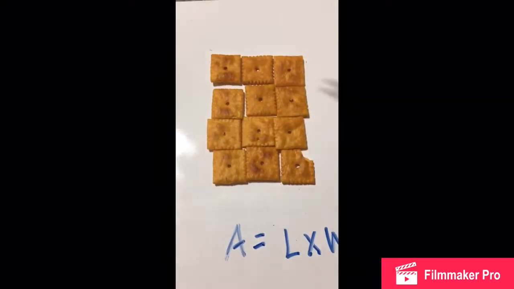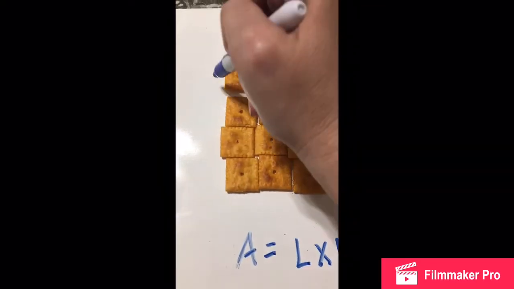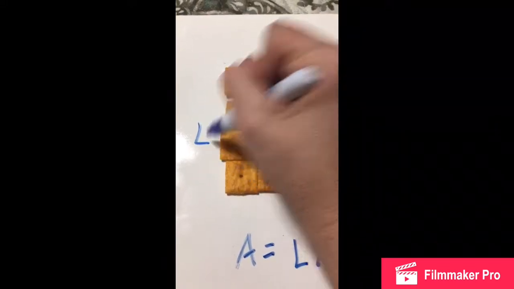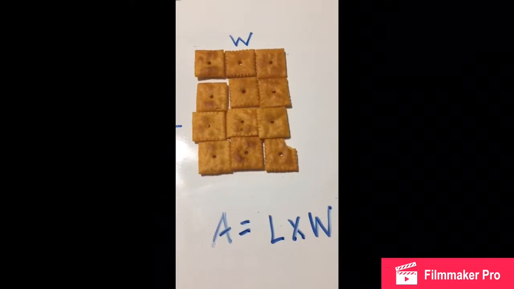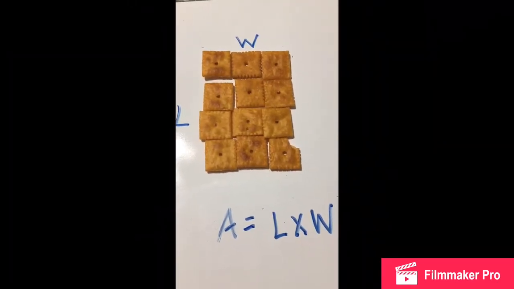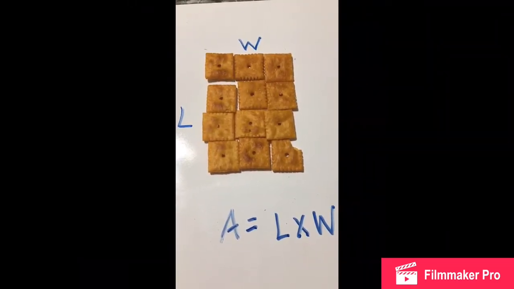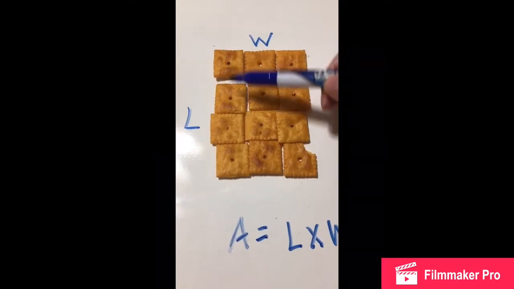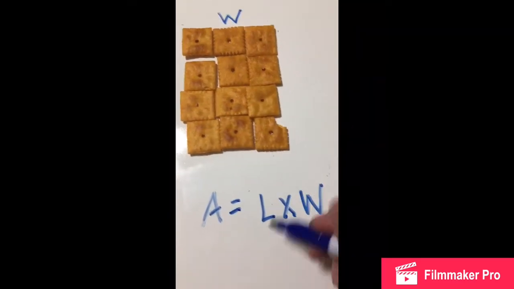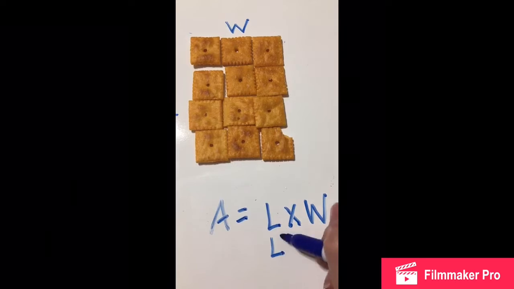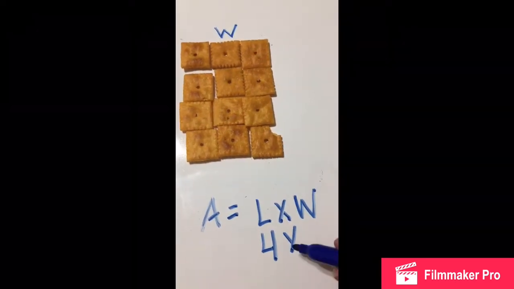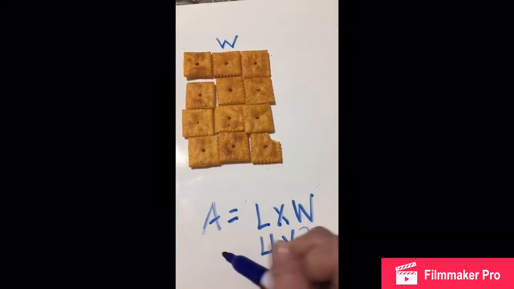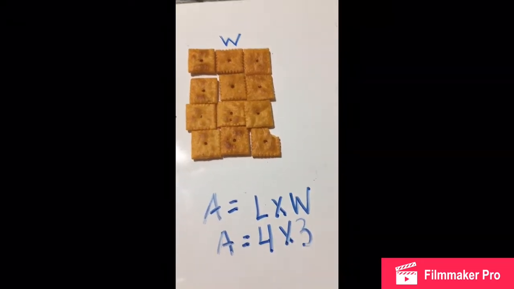On your array, length is how long it is, so this is your length. Width is how wide it is, so this is your width. Now to solve that, all you have to do is count the square units. So length, I have 1, 2, 3, 4 going down, times my width, 1, 2, 3 going across. So my area equals 4 times 3.